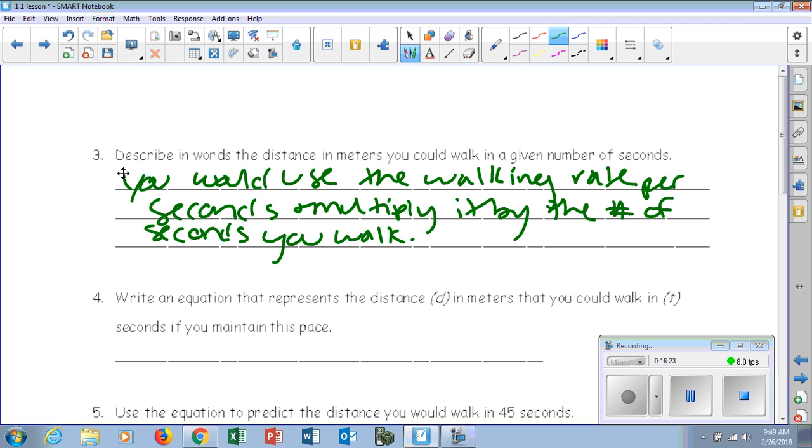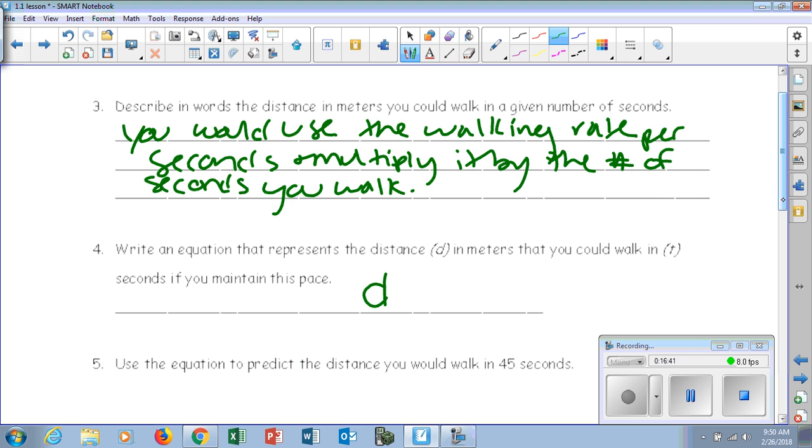So now for 4, now that we know we explained it in words, I want us to explain it as an equation. It says write an equation that represents the distance, d, in meters that you could walk in t seconds if you maintained this pace. Well, we know our constant rate of change. So Robert, what would I write for this? D equals 5.53 times t. Why 5.53? What's my constant rate that I use? 1.8. Exactly. Thank you. Times what again? T.